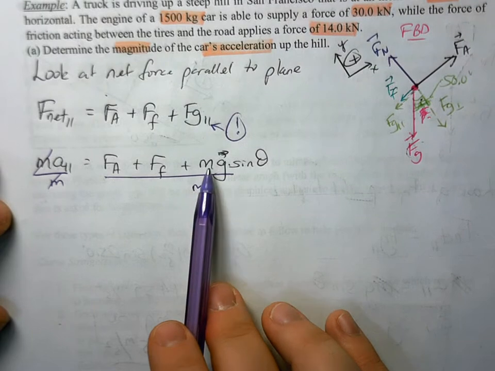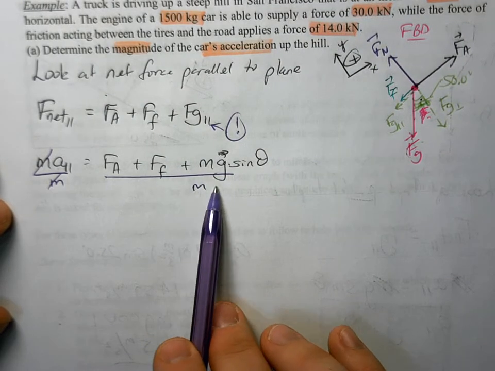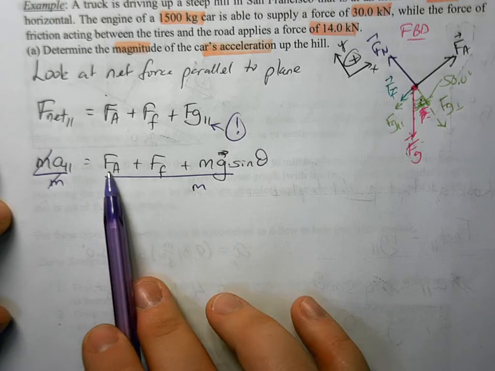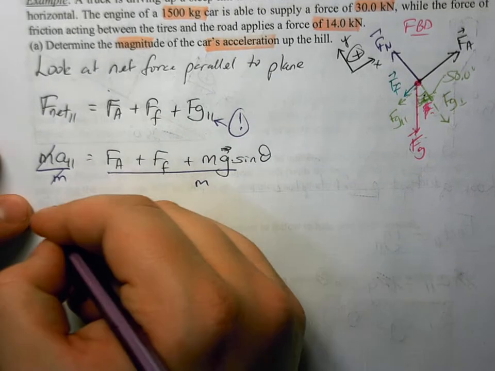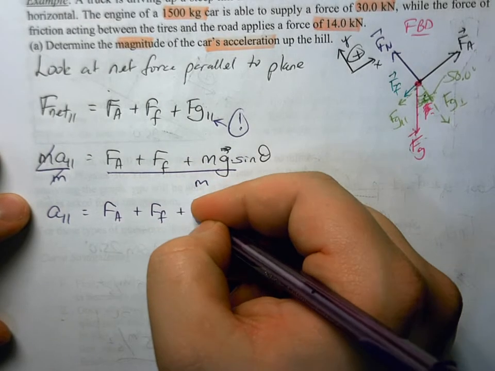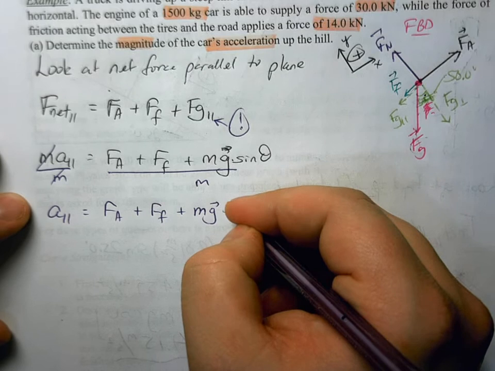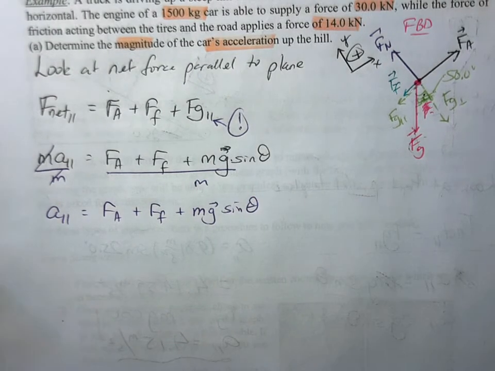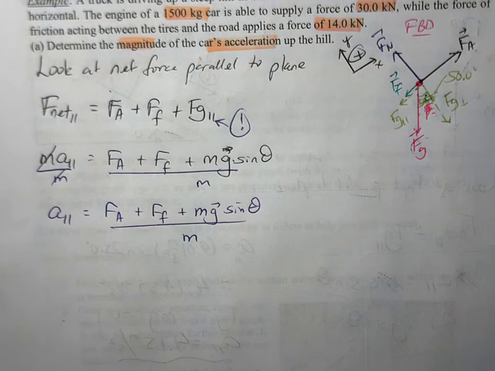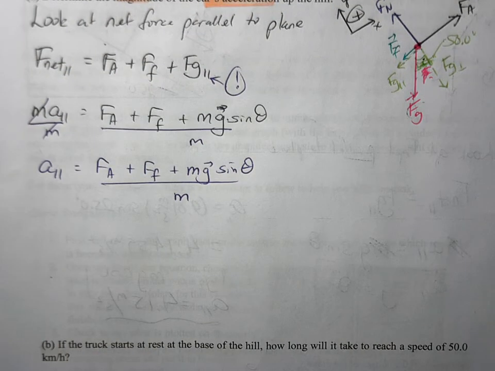Now keep in mind, even though this has an m, we can't cancel this m out directly because there has to be a mass in every term. So we're going to have to leave this as is. So I'm going to have A parallel is FA plus FF plus mg sine of theta, and then divided by m. So this is where the sign convention is going to get a little bit tricky. FA and FF will be fine. We have to be really careful though with g here, and we'll explain that in a moment.